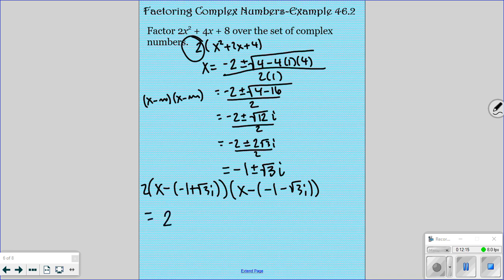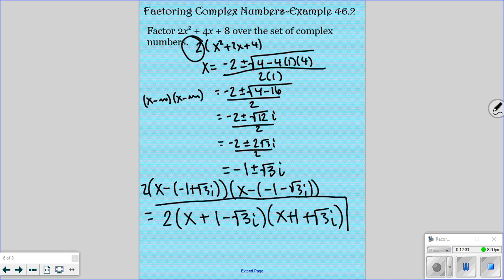So you should end up with 2 times x plus 1 minus square root of 3i, and then x plus 1 plus the square root of 3i. And so that would be your answer. That's how you would factor it. Okay, so we're going to look at another one.